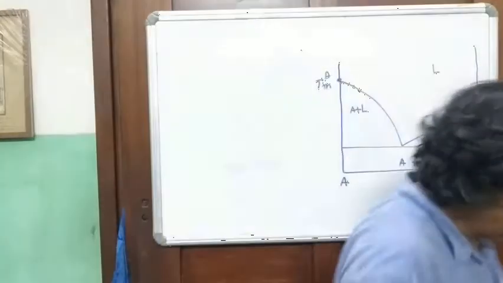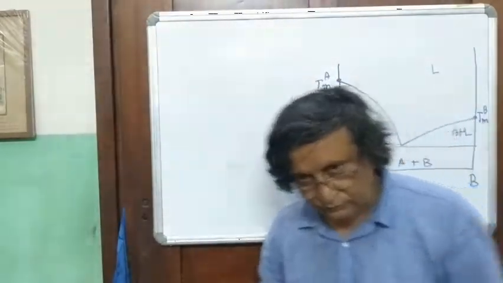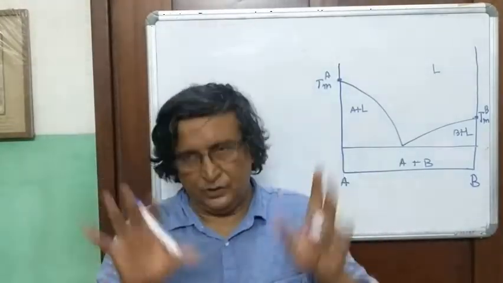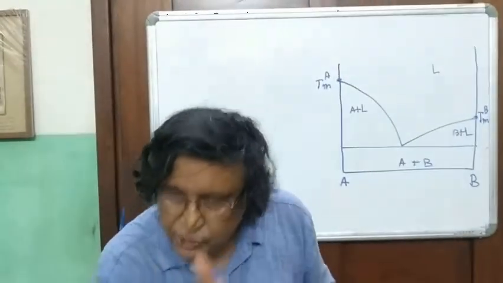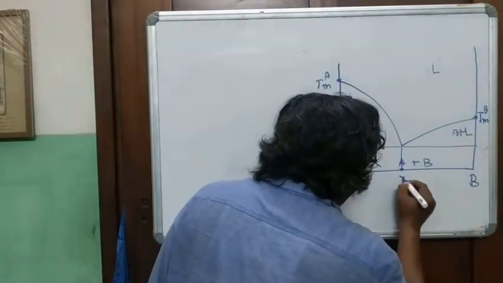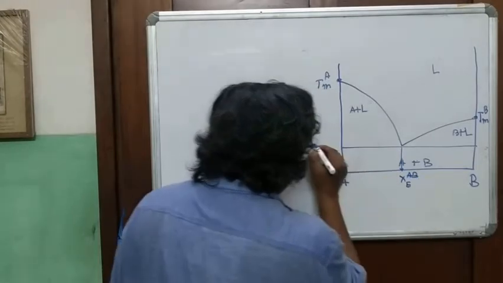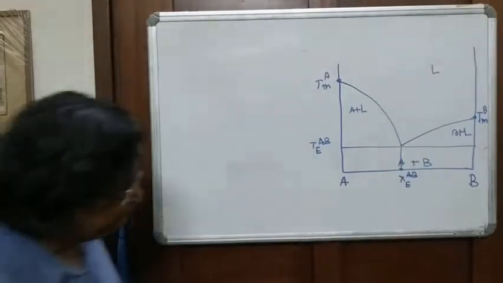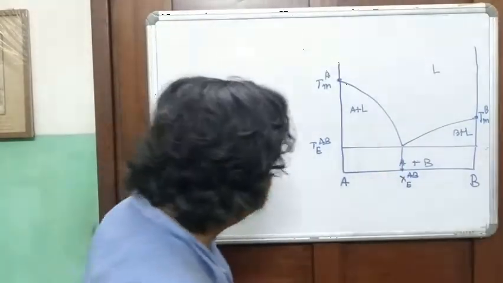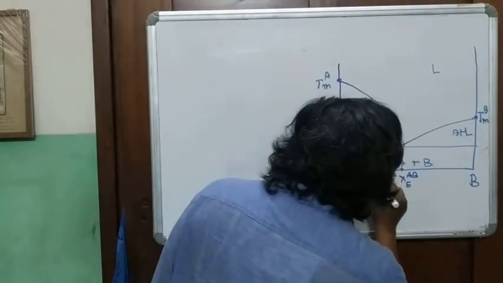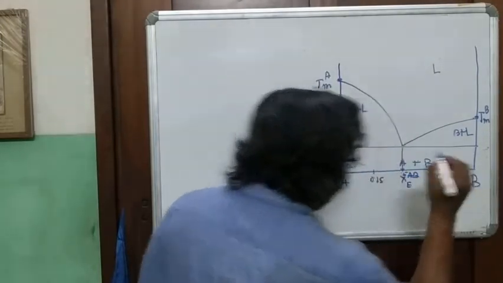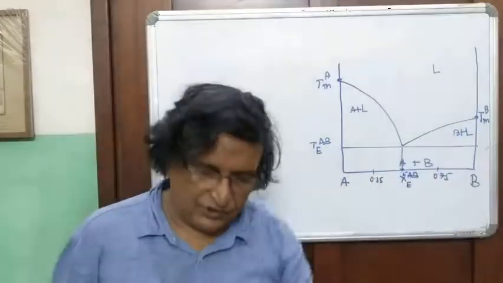In melting, you start with a rock. And a rock is an aggregate, or a mixture, of minerals. So here, this is XEAB and this is TEAB. I don't need to explain this, this is your technical. Let me take this as 0.25, 0.5, 0.75. Let's take these values.